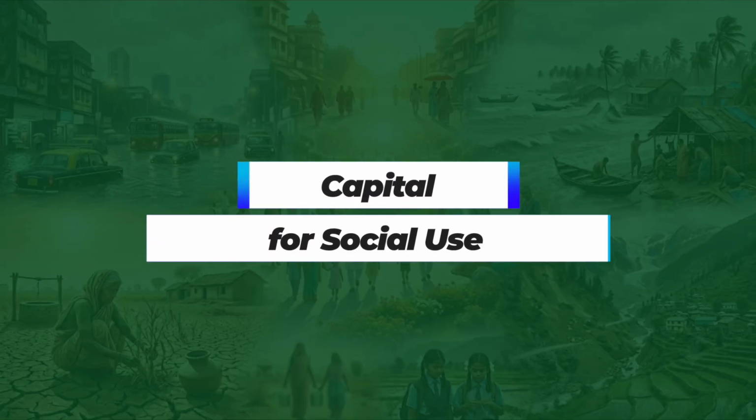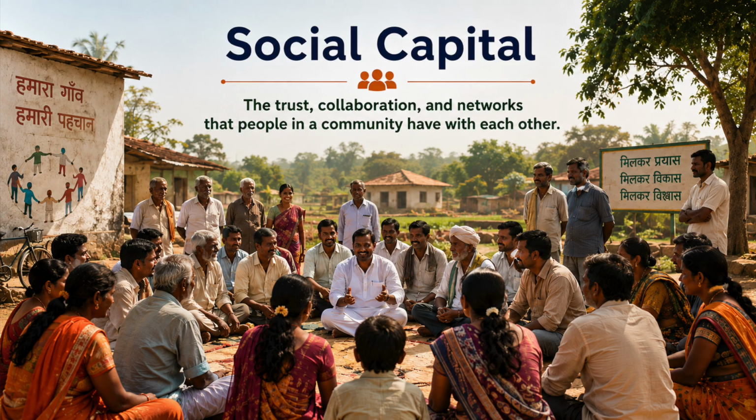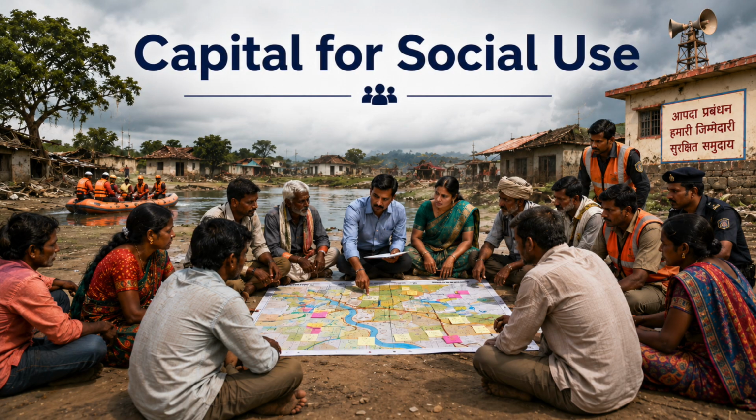Another concept is social capital. Social capital is the trust, collaboration and network that people in a community have with each other. It's crucial to know how much cooperation or possible conflict there will be in a community during calamities, in order to assess risk and find strengths and weaknesses in disaster response.